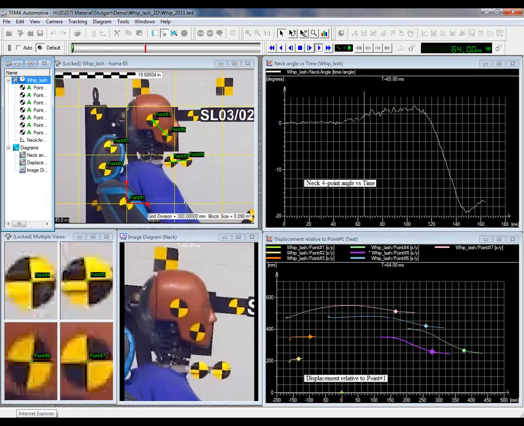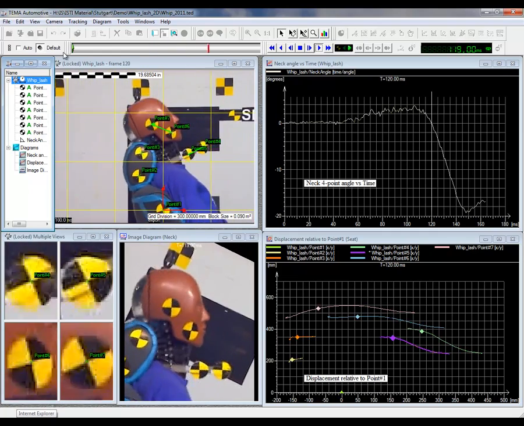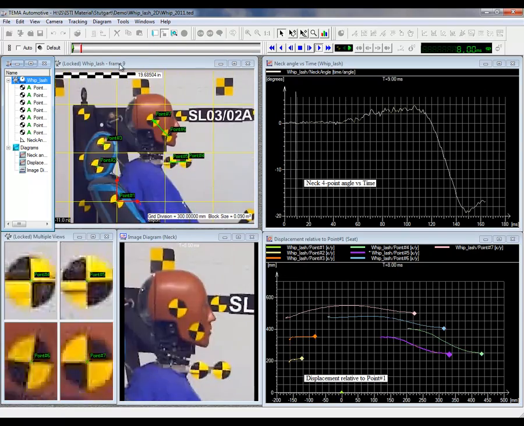This is a similar test, but here we are concentrating on the neck angle in green and the motion of the dummy relative to the seat.